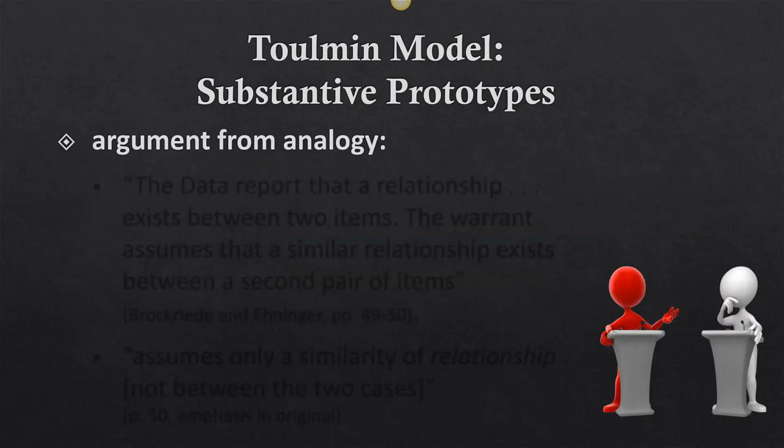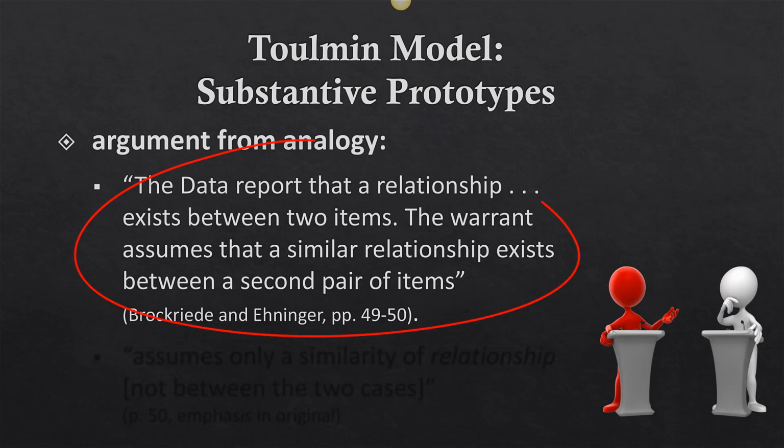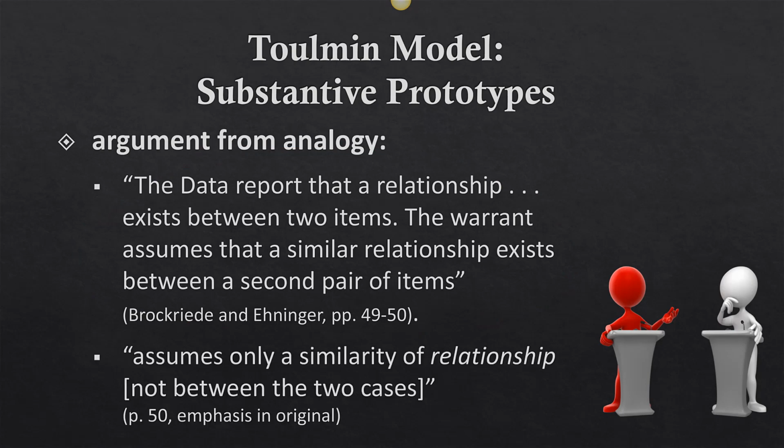According to Brock, Reagan, and Enninger, they distinguish analogy from parallel cases in the following way. In an argument from analogy, the data report that a relationship exists between two items. The warrant assumes that a similar relationship exists between a second pair of items. And they clarify that this kind of reasoning assumes only a similarity of relationship, not a similarity between the two cases. So we're not comparing two things. We're comparing two relationships.